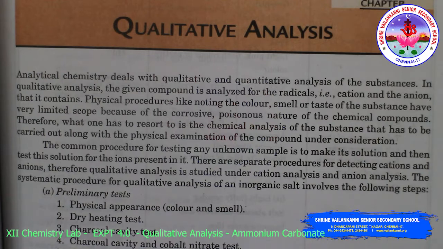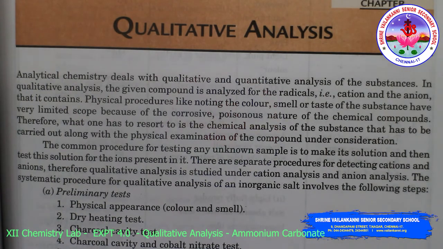Here a simple salt is formed by the combination of an acid radical and a basic radical. For example, sodium chloride is formed by the combination of the acid radical, chloride ion, and the basic radical, sodium ion. So here Na plus and Cl minus. Each and every radical, whether basic or acidic, has its own characteristic reaction. By doing such reactions systematically, it is possible to identify the radicals present in a salt. This is called salt analysis.